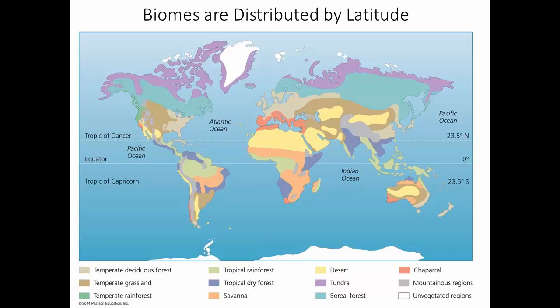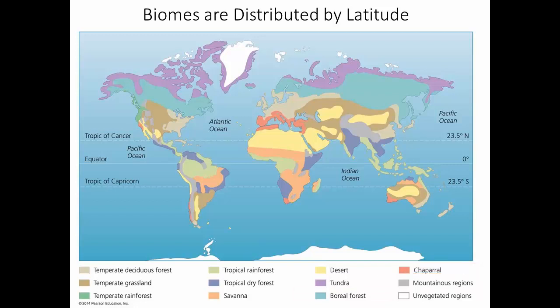The terrestrial biomes we'll discuss here and which you'll read about in your textbook are the temperate deciduous forest, the temperate grassland, the temperate rainforest, the tropical dry forest, the savanna, the desert, the tundra, the boreal forest, which is also known as the northern coniferous forest or the taiga, and finally the chaparral.